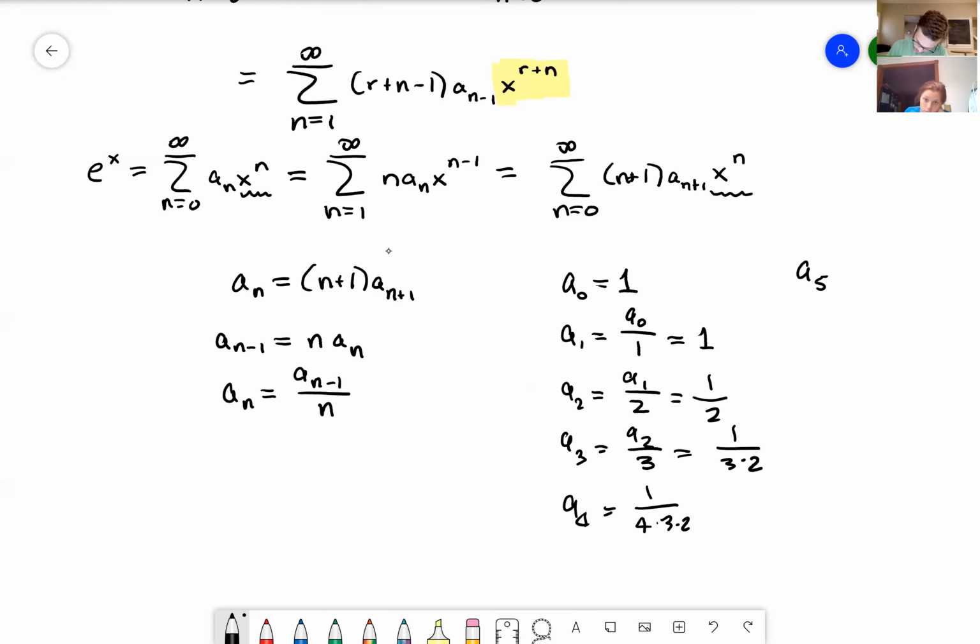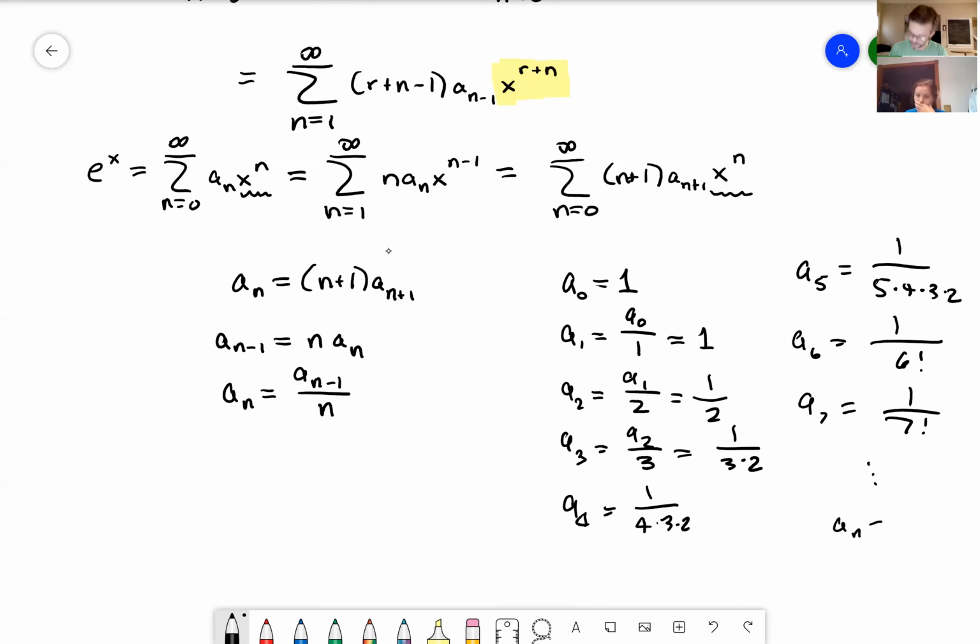a5 is equal to 1 over 5 times 4 times 3 times 2. And I'll stop belaboring the point now and just say that a6 is 1 over 6 factorial. a7 is 1 over 7 factorial. And continuing in this way, we get a n equals 1 over n factorial, which is just what we got before. Okay, so this is just a quick example of doing this.